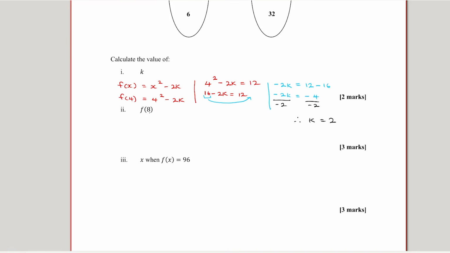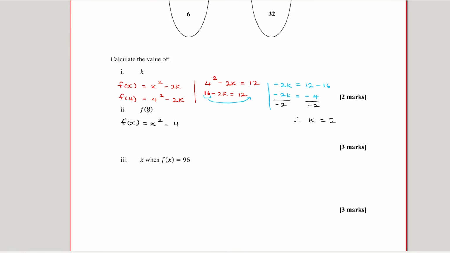So now we want to find f of 8. Remember, the original function that we had was f of x. So f of x is equal to x squared minus 2k. Now 2k, we just found that k is equal to 2. So minus 2 times 2. So that's how we get minus 4. So this function is what we're going to be using to solve everything.